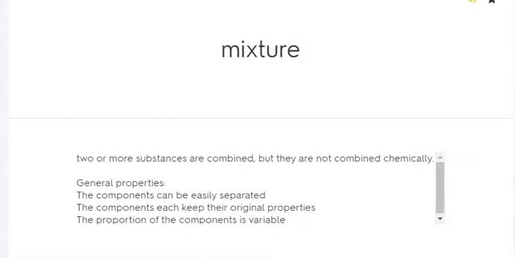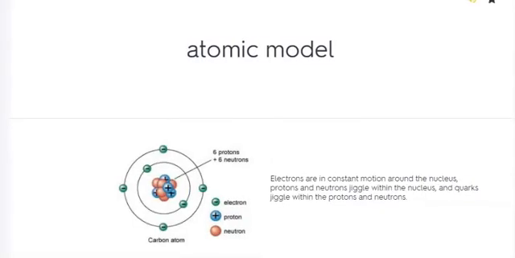General properties: the components can be easily separated. The components each keep their original properties. The proportion of the components is variable. Atomic model: electrons are in constant motion around the nucleus. Protons and neutrons jiggle within the nucleus, and quarks jiggle within the protons and neutrons.